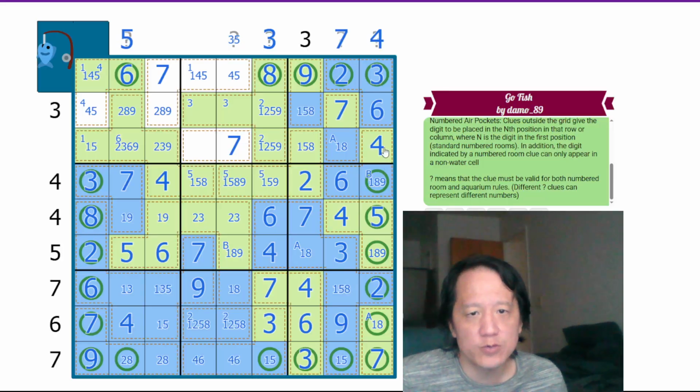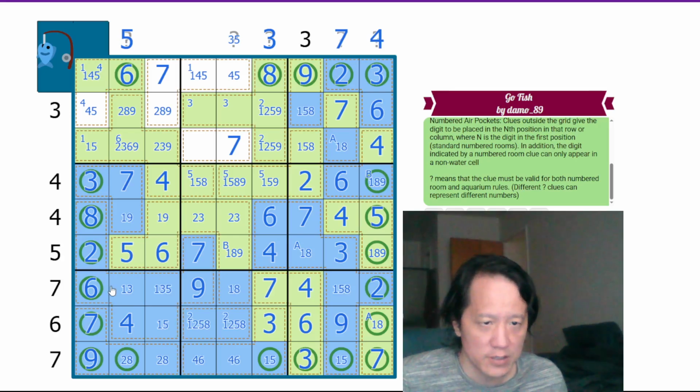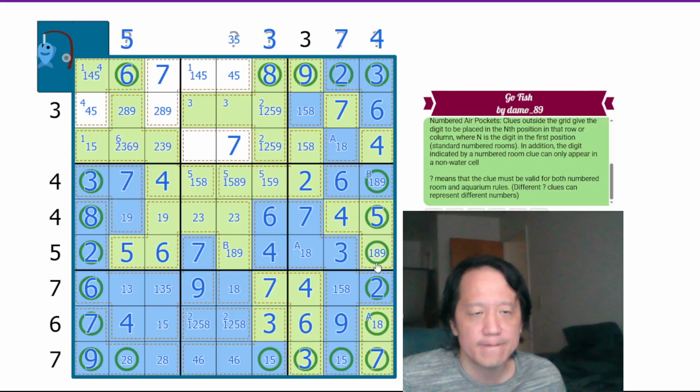4 is in the 3rd position. Air pocket. 4 is in the 3rd position. Air pocket. 4 is in the 8th position. Air pocket. 5 is in the 2nd position. Air pocket. 7's in the 6th position, air pocket. 6 is in the 7th position, air pocket. And 7 is in the 9th position, air pocket. So those are all done.